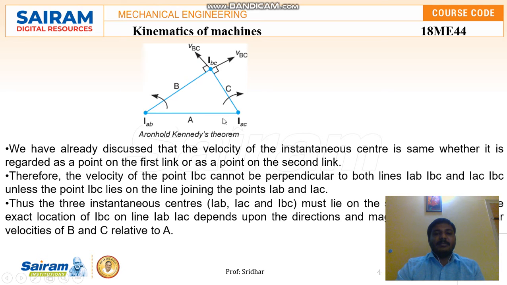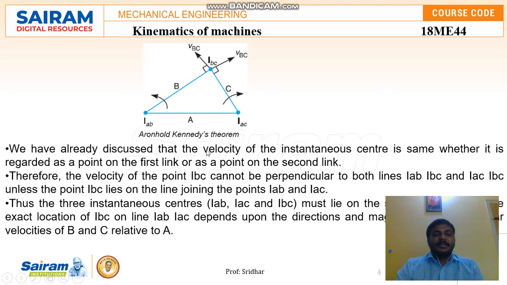Now coming to this, we can see the complete diagram, that is all the instantaneous centers IAB, IAC and IBC. This is link B, this is link C, and this is A. So we have three links and three instantaneous centers. All three links are relative to each other, and we can see the three instantaneous center points IAB, IBC and IAC. These form the Aronhold-Kennedy theorem.